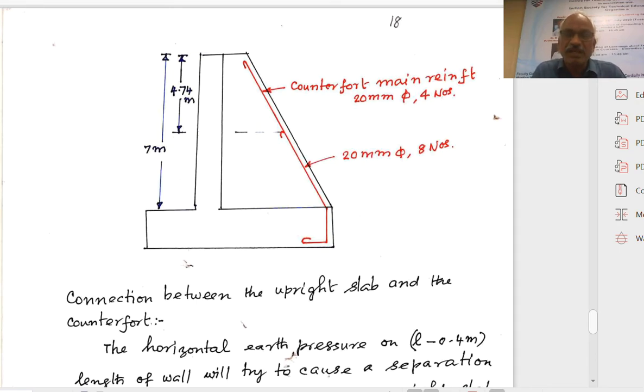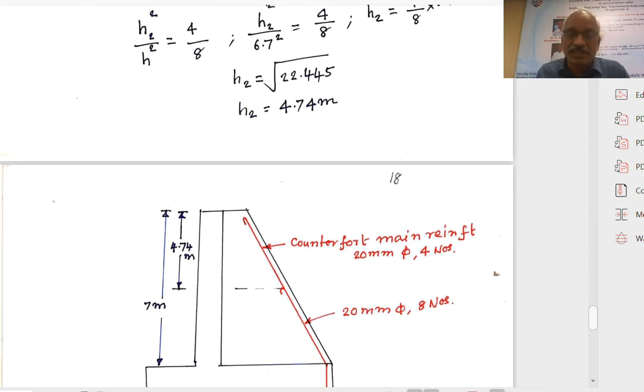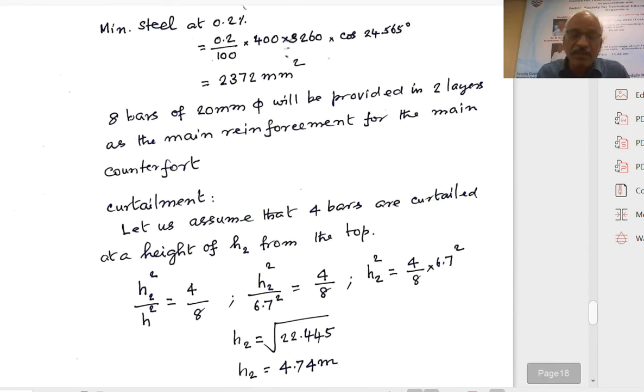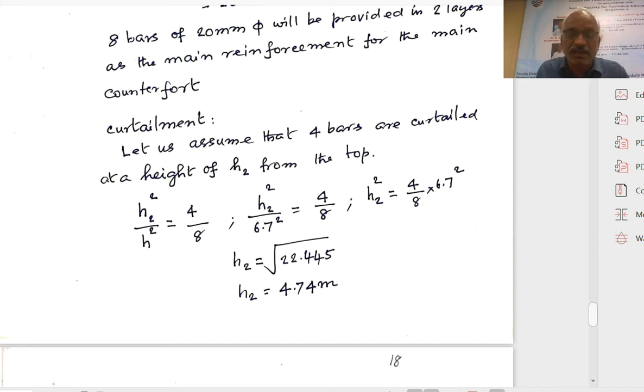Again, this bending moment is calculated considering height of 6.7 meters. Therefore, when we go towards the top, the pressure will go on decreasing. So this much of reinforcement is not necessary. So you can go for curtailment of bars. Curtailment of bars will be given by H1 square by H square or H2 square by H square.